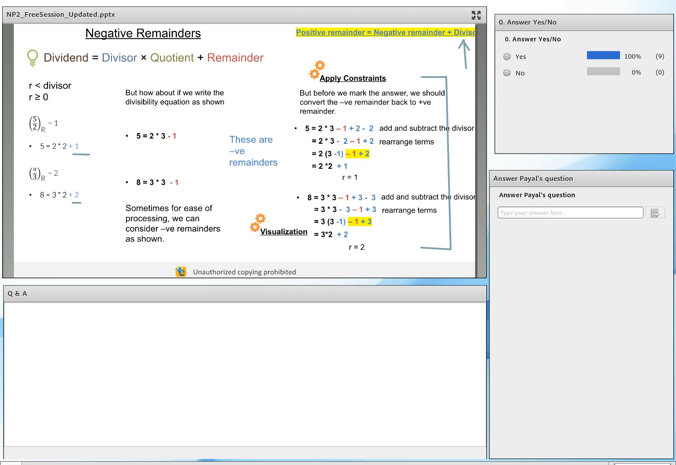Now right now I know some of you may be scratching your head. How many of you are thinking, why are you talking about negative remainders? If ultimately I have to bring back the negative remainder as a positive remainder, then why are we taking negative remainders in the first place? And that is really for ease of processing, and I will show you the application of it. But again, my request to you is that when you sit back with this PDF once again, just make sure that you go through this slide so that you follow along how we are doing this processing.